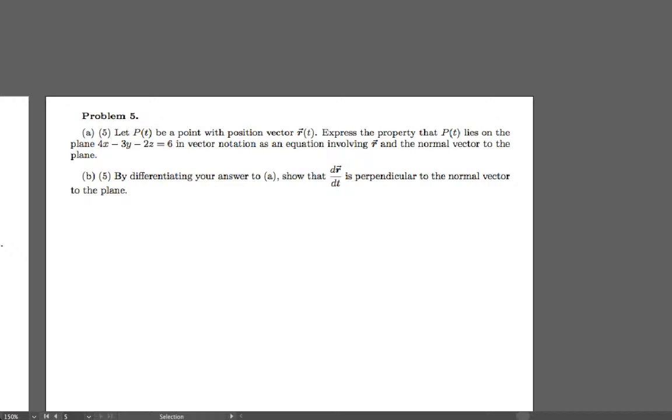What? Oh, okay. So P is a point, and it has a position vector r of t. Express the property that P lies on the plane. Let's first just write the normal stuff first. The normal vector here would be 4, minus 3, minus 2.